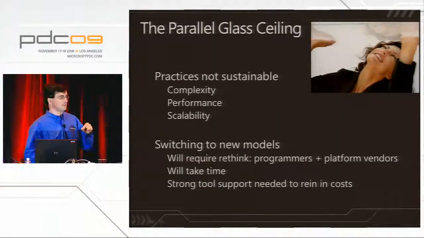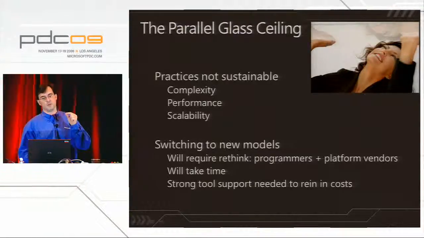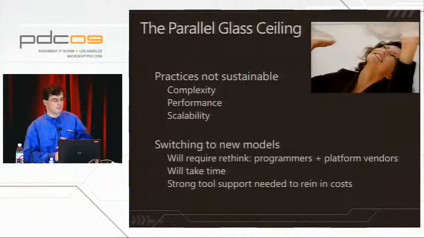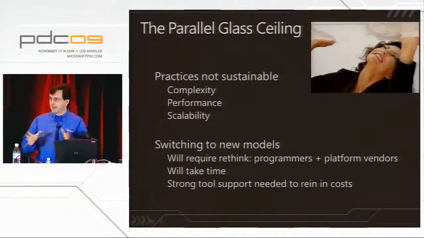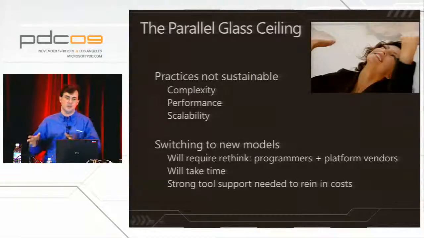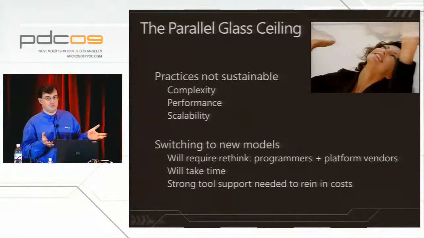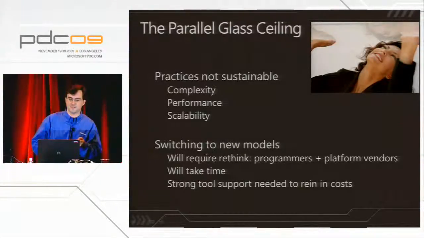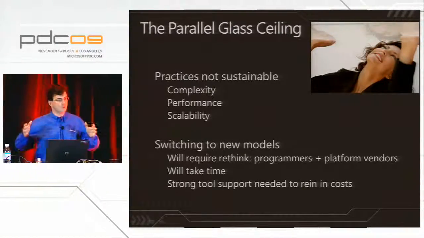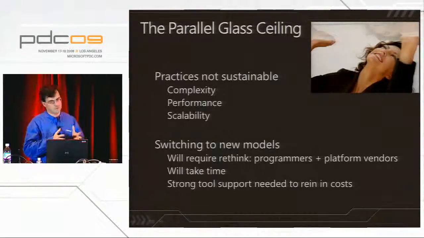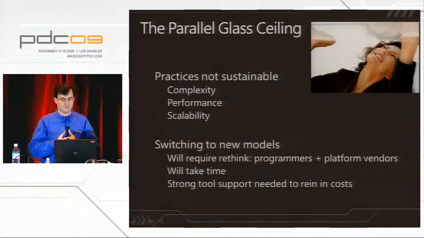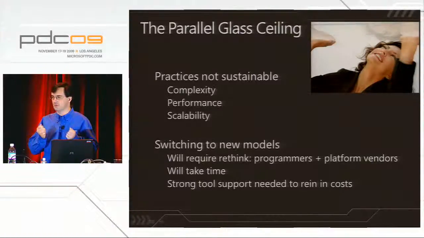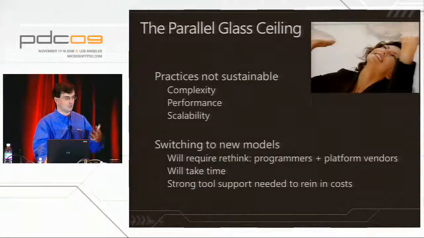So the practices that we have today are not really sustainable, and we need to switch to new models. And that's going to take time. It's going to require a rethink on the part of platform vendors, tools vendors, and the programmer community at large. It will take time, as I said, but we also need really strong tool support to cut down the costs of doing a paradigm shift. And the more we can leverage current technologies, obviously, the more we reduce the cost of doing new things.